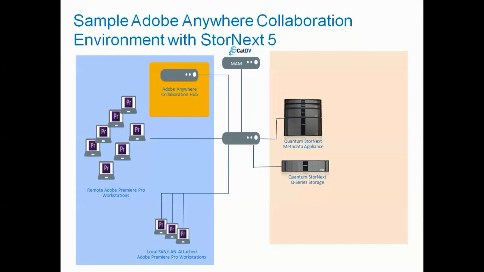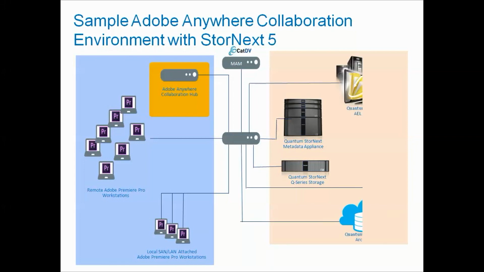Here's just a quick architecture of a collaboration-only Anywhere environment. You can see the MAM is CatDV, which is controlling the search of those assets, whether they sit in primary storage or wherever they sit in the environment. And then for our portion of it, the right-hand side is where the Quantum piece comes in. We have a StorNext metadata appliance that controls the shared storage and a high-performance disk. On top of it, you can optionally add an archive tier to move your Adobe production projects off the primary tier of storage over to an archive tier.